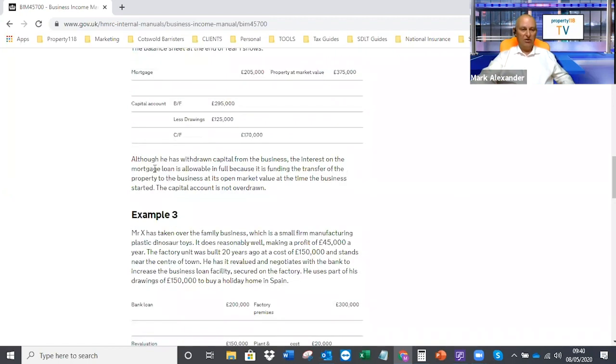It says, although he has withdrawn the capital from the business, the interest on the mortgage loan is allowable in full because it is funding the transfer of the property business at its open market value at the time the business is started. The capital account is not overdrawn. Now, obviously, as it said earlier, and it was also stated in the manuals, we do have to bear in mind the restrictions on finance cost relief.